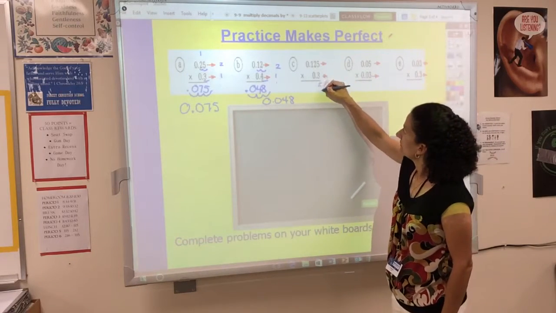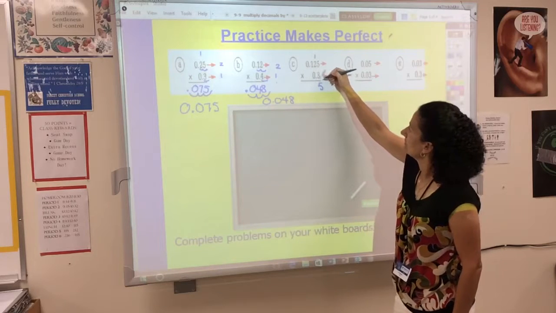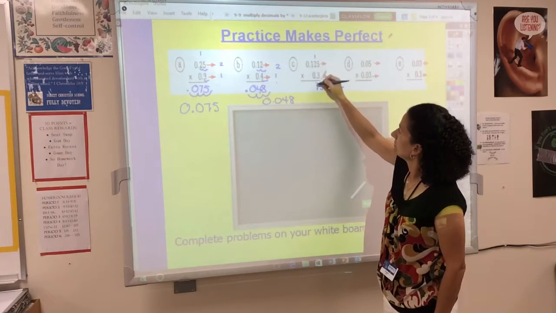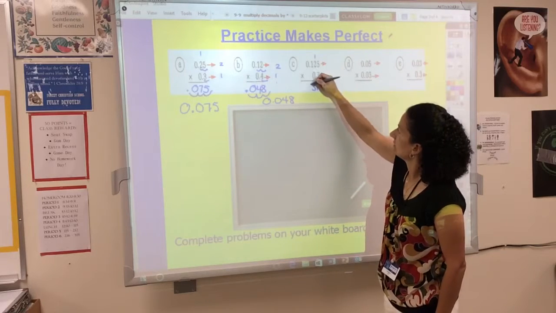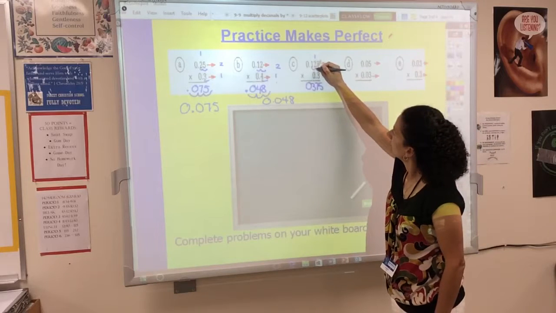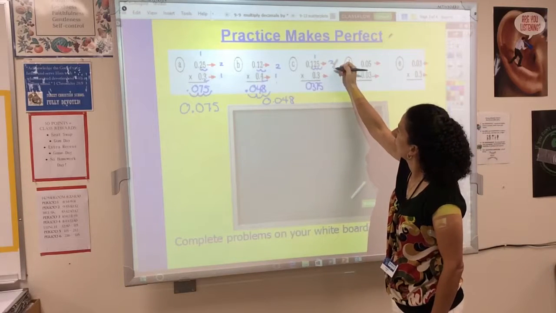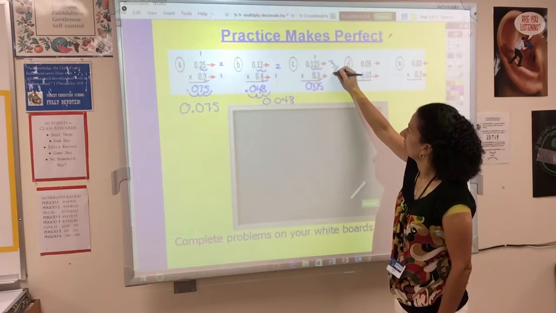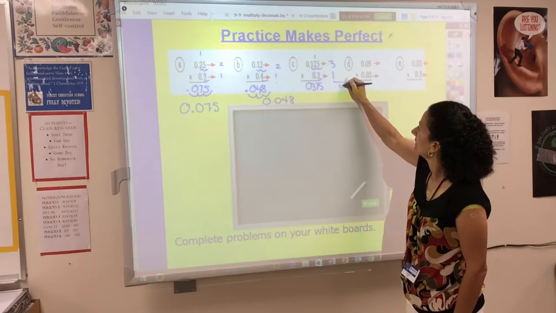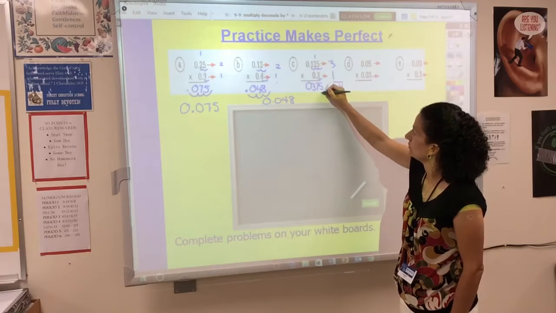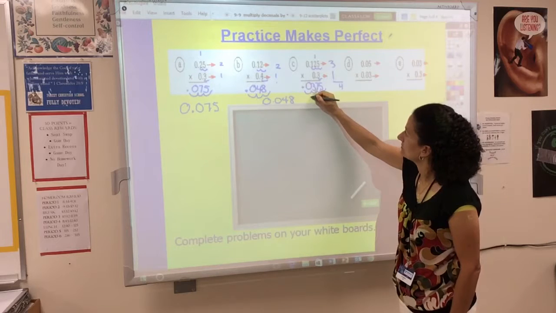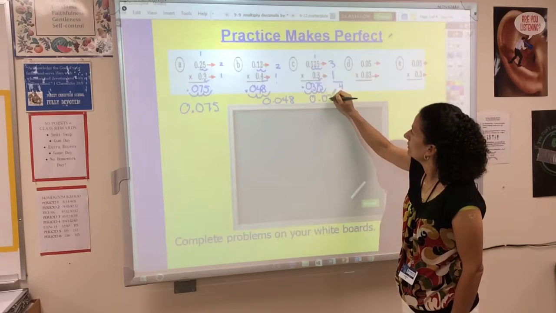5 times 3 is 15. 2 times 3 is 6. And 1 is 7. 1 times 3 is 3. 0 times 3 is 0. Now I'm ready to count my decimal places. There's 1, 2, 3 in my top number, and 1 digit behind the decimal in the bottom number. That's a total of 4 decimal places. So I'm starting here and count 1, 2, 3, 4. So that answer gives me 0.0375.